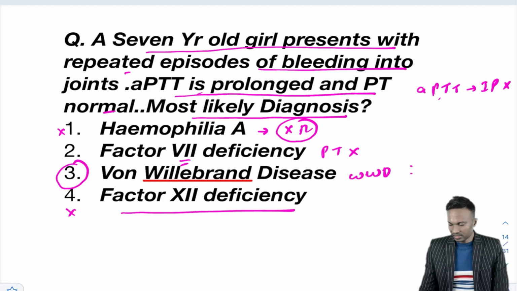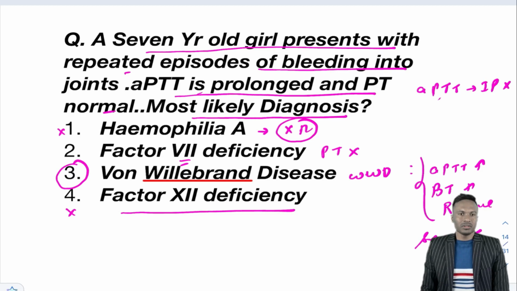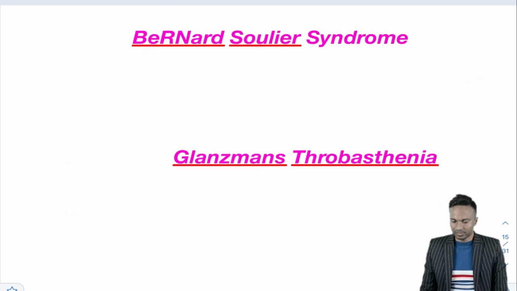Von Willebrand disease. Here APTT will increase, bleeding time will increase, ristocetin test will be negative, and the patient will be symptomatic. What will be the treatment? You can give desmopressin, you can also give von Willebrand factor concentrate. So I think now you must be clear with all the things related to von Willebrand disease.